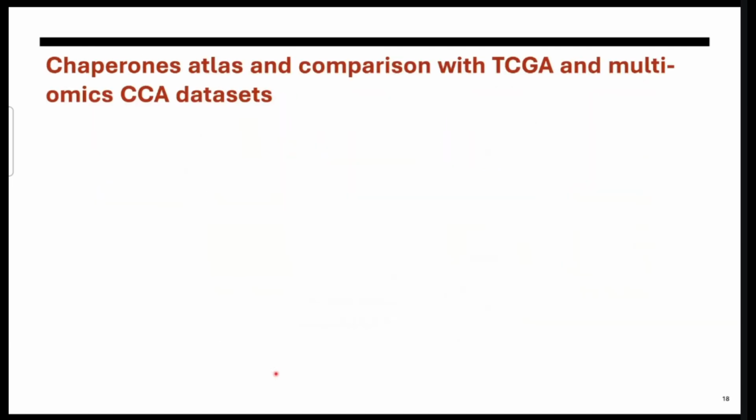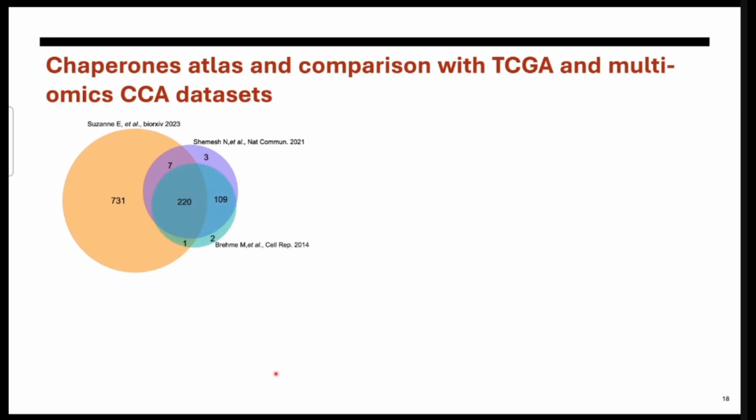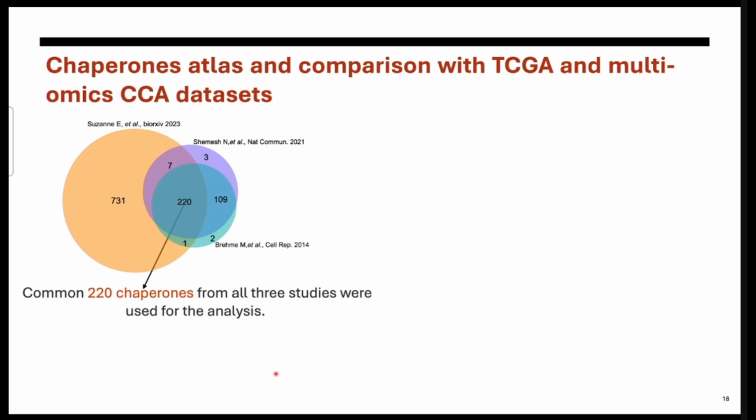It all started with literature curation of chaperone proteins. The first paper we used was published in 2023, where they had 731 chaperone-related proteins. The second study was from Nature Communications. There were 10 proteins. And then one more paper from 2014 published in Cell Reports had 113 proteins. We overlapped all these chaperone atlases, as you see in this Venn diagram here, and took the common chaperones which were published in all three studies. This gave rise to 220 chaperones.